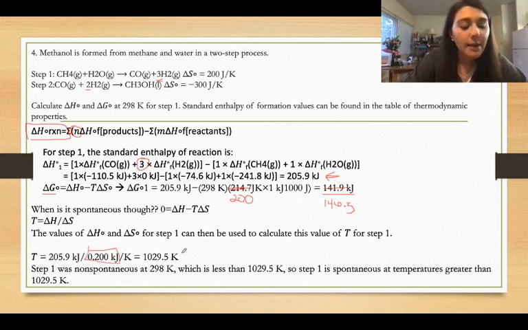1,029 degrees Kelvin. And that means that step 1 was not spontaneous at 298 degrees, as we can see by the positive delta G value. But we can see that this temperature is much greater than 298 degrees. So this means that step 1 will be spontaneous when you're greater than 1,029 degrees Kelvin, which is very hot.